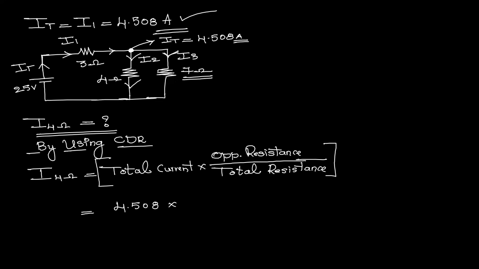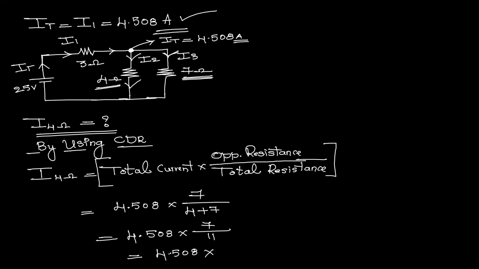Now this 7 ohms we consider as the opposite resistance, that is 7 divided by the total resistance, which is the addition of these two branches, 4 plus 7. So 4.508 into 7 divided by 7 plus 4, which is 11. Now 7 divided by 11 gives the value 0.636.